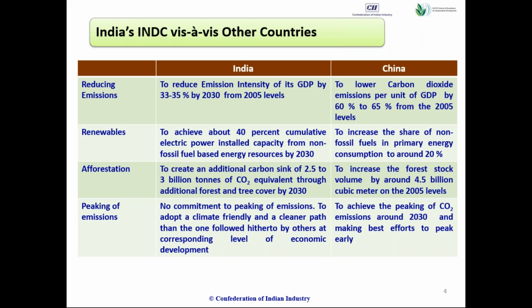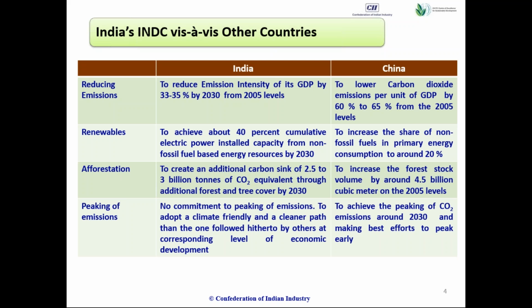The parties submitted their INDCs. The INDCs are intended nationally determined contributions. These are the commitments that have been made by various countries to reduce GHGs. This slide shows a comparison of India and China INDCs. India has committed that by 2030 they will reduce their emission intensity of GDP by 33 to 35%, whereas China has committed a 60 to 65% reduction of their emissions per unit of GDP.